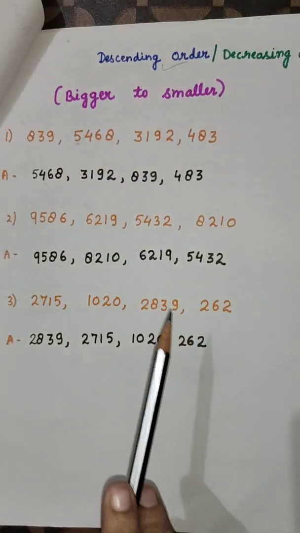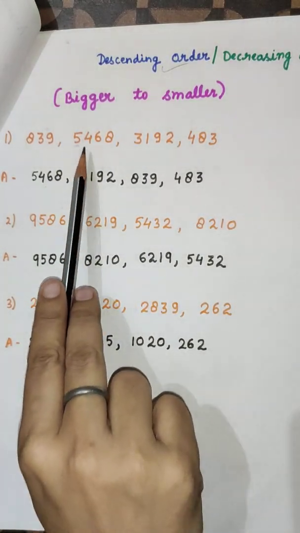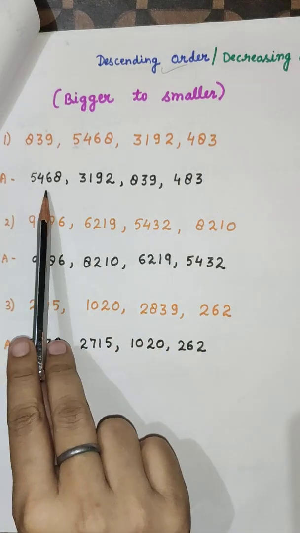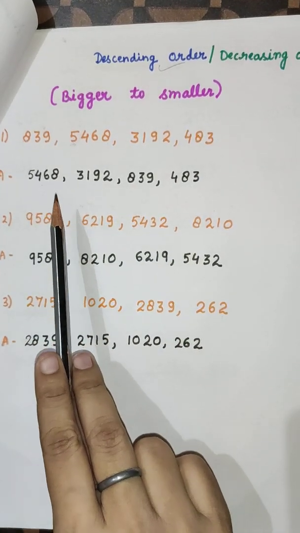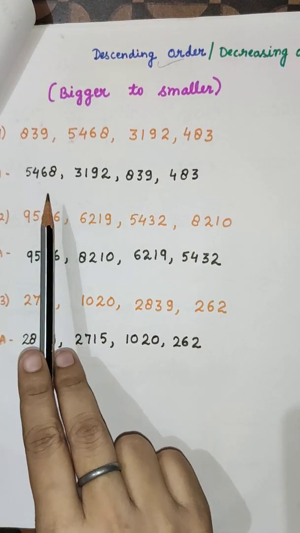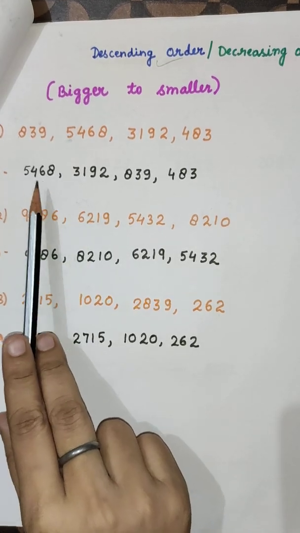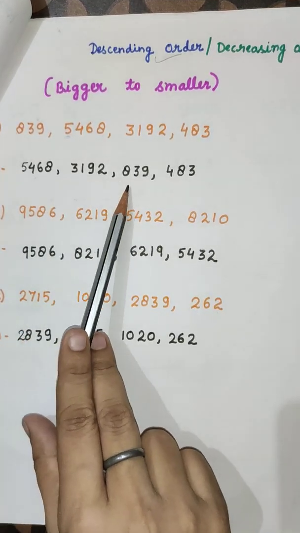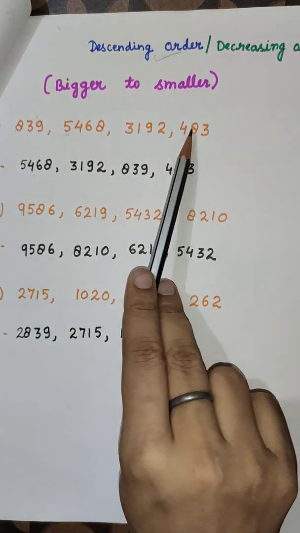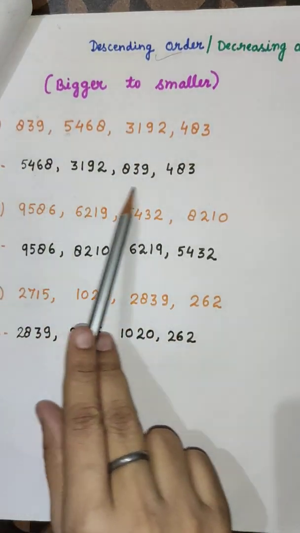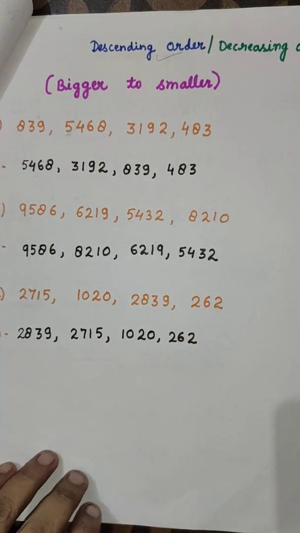But in descending order, it is bigger to smaller. Whatever number is bigger, it will come first. Bigger to smallest we will start. First of all we have to do ones, tens, hundreds, thousands, and after that we will do like this.